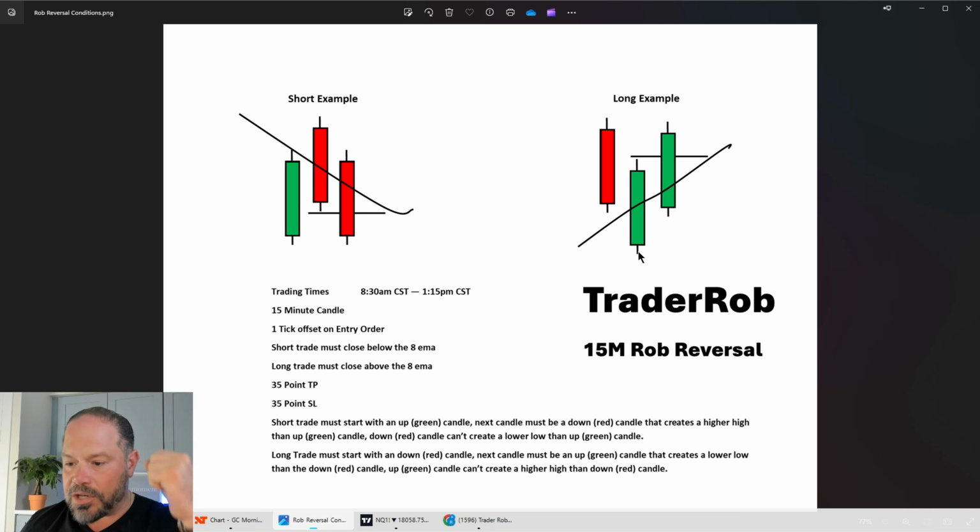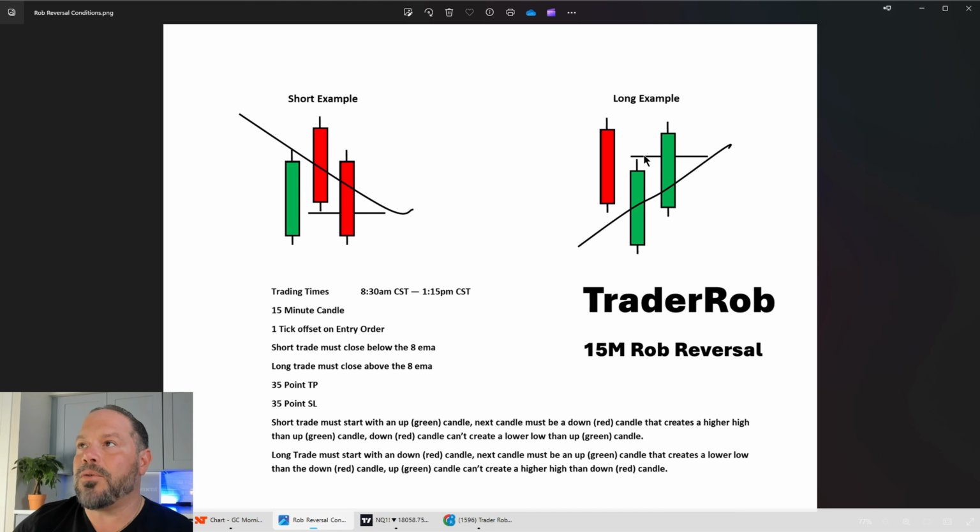Same example as the short, just in reverse. We've got price action going down. We want the next candle to even go lower, but then reverse back upwards. That is the momentum play that we are looking for. And the last condition here is that this up candle cannot create a higher high compared to the down candle. And the same thing, once you get this set up, and this bar, the green bar, closes above the ADMA, you are now activated into a trade.